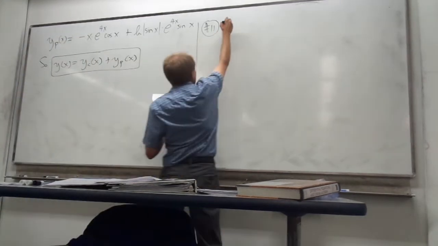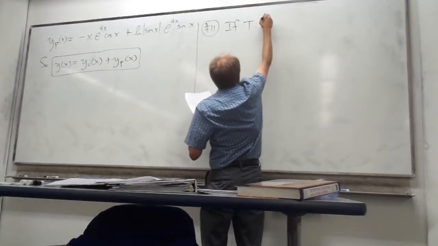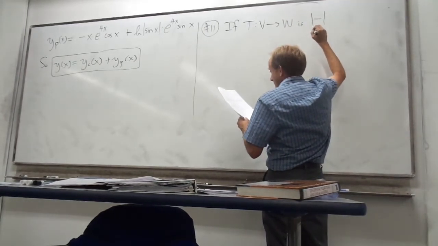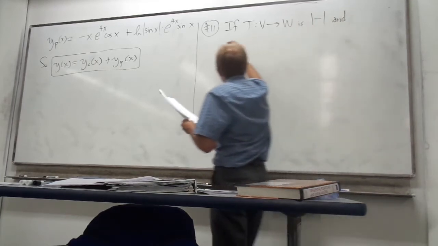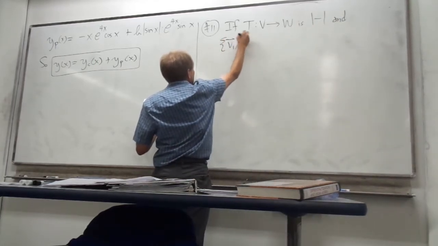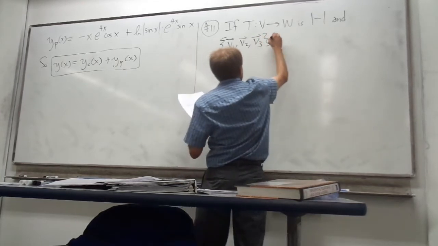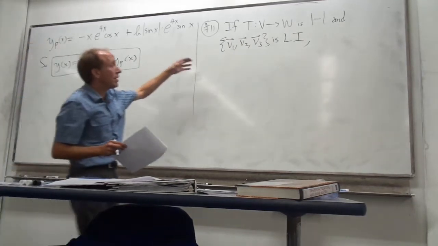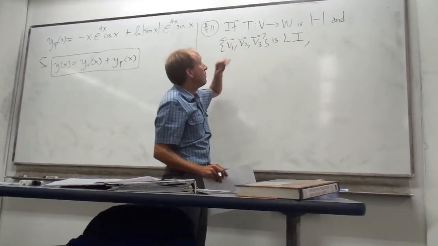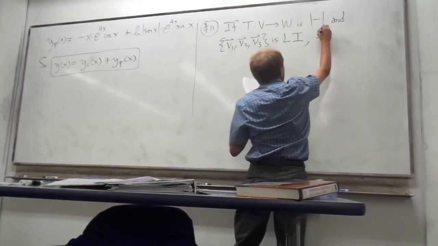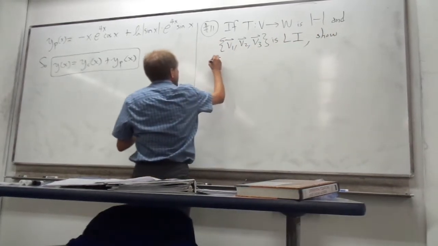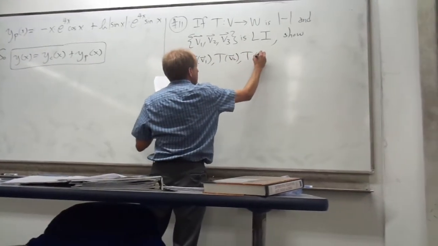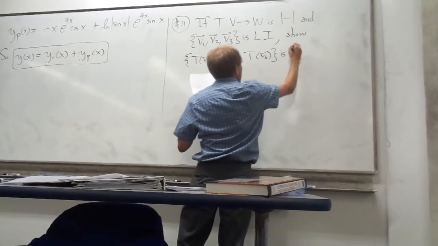Okay, here's what it says. If T from V to W is 1 to 1, and v1, v2, v3 is Li. So if I take three vectors that are Li, and I have a one-to-one function, show that the set T of v1, T of v2, T of v3 is Li.